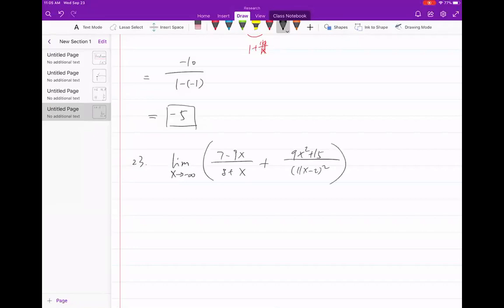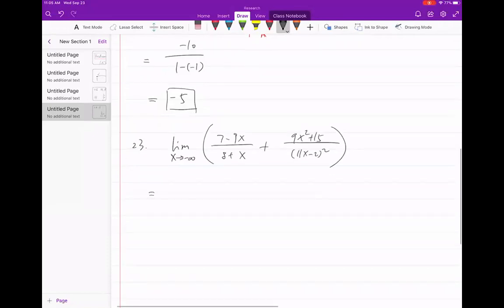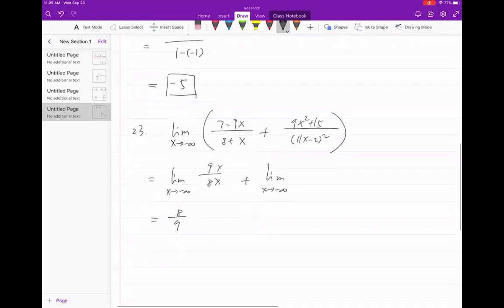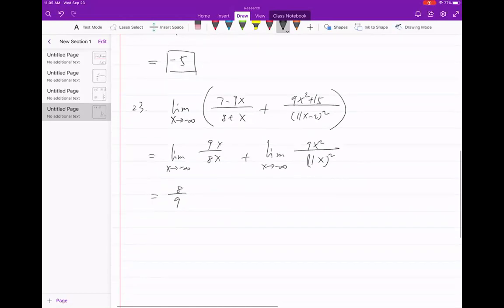So we have two parts. We just need to find every single one and sum them together using some common sense. Okay. The first one, you can see the top is x, the bottom is x. So together, the first one becomes 9 over 8. This eventually is going to give you 9 over 8. The second one, however, you need to check the leading term. You find the top is 9x squared and the bottom is 11x squared. Because the x squared cancel each other.